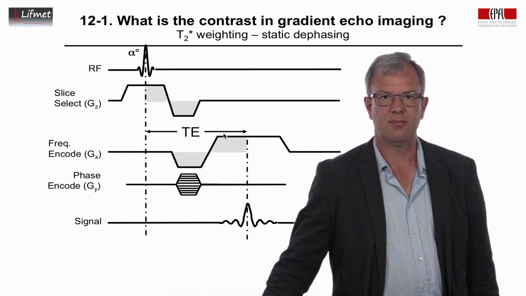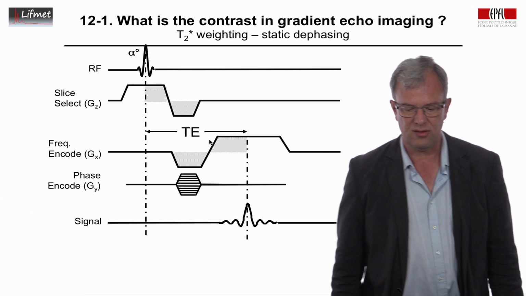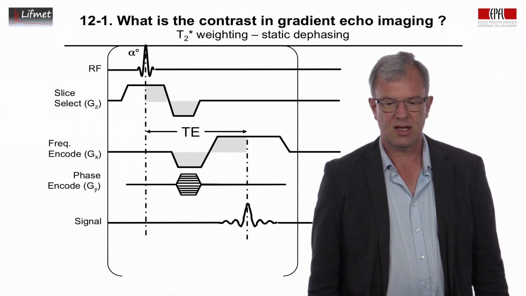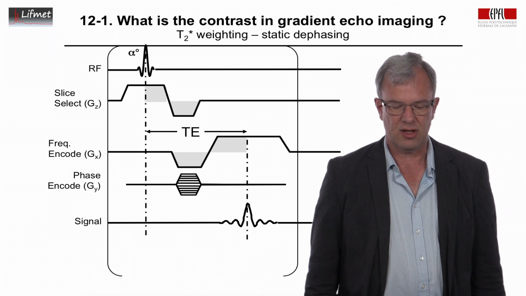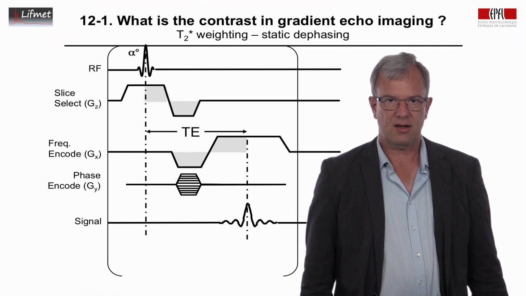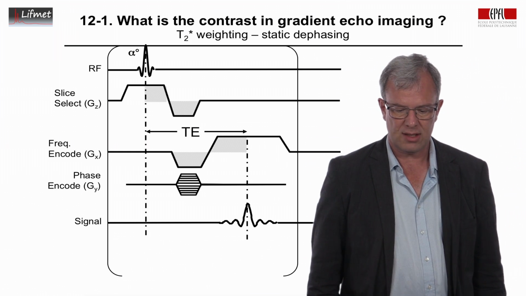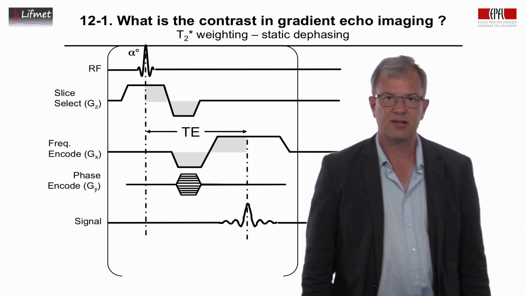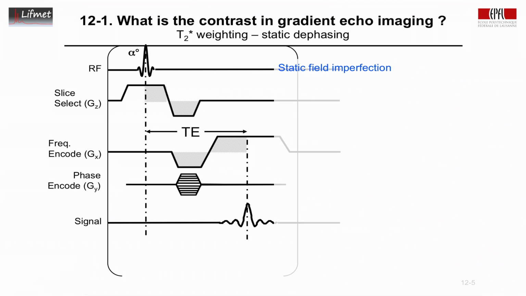This is the echo time TE. So this is our basic imaging sequence. This is repeated n times to generate the image. Now what we want to look at is one effect that produces T2 star weighting, and that is the effect of static field imperfection, which we haven't dealt with yet.